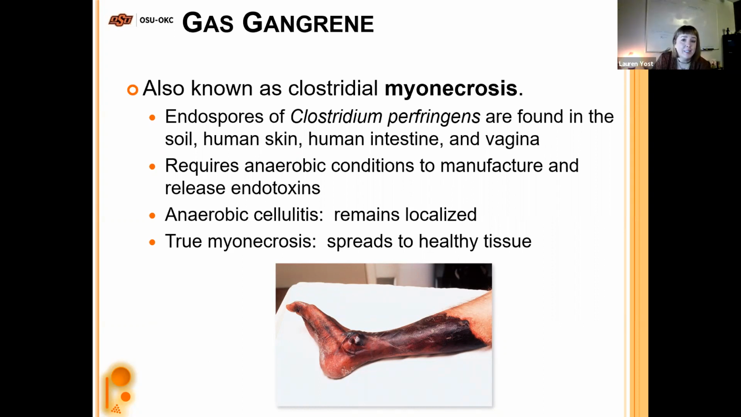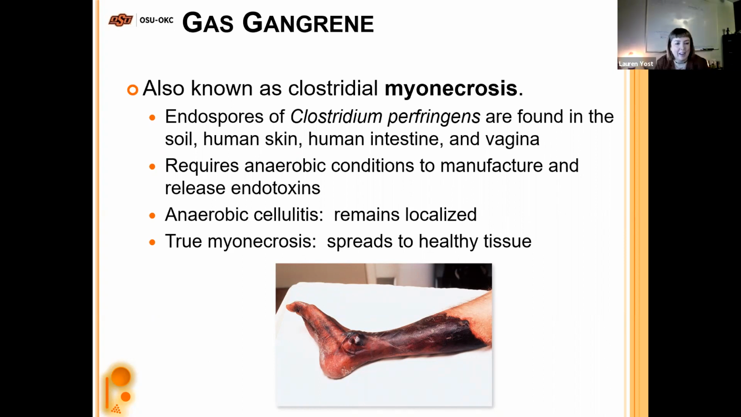Clostridium perfringens is the one that causes gas gangrene in this case. We can find it in a lot of different places, like the soil, skin, intestine, and vagina. It requires anaerobic conditions to do the production of the toxins that lead to this effect. Exposed to air, exposed to oxygen, which is a way that we could treat it, which we'll mention in the next slide, that could slow the growth or even kill the organism itself.